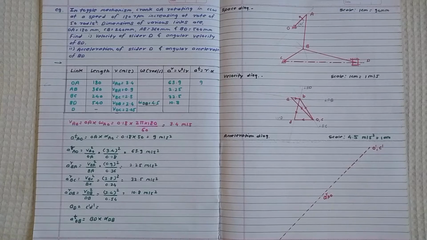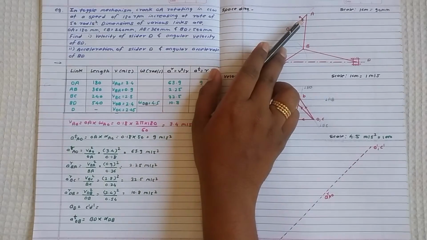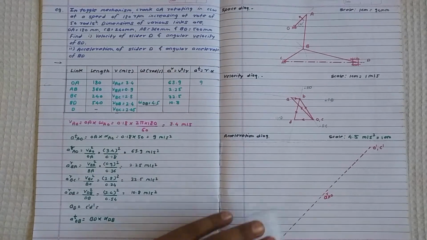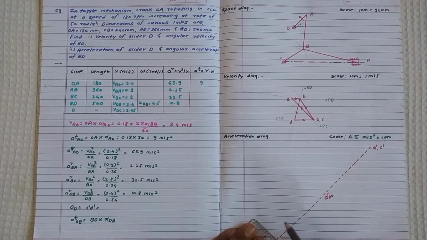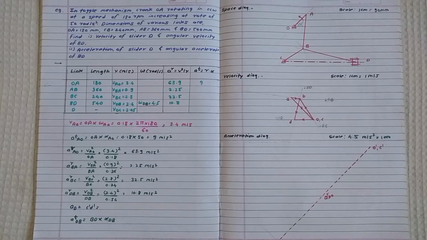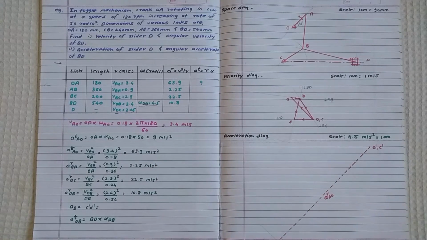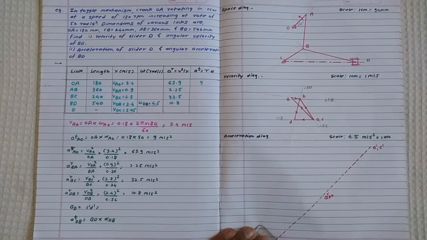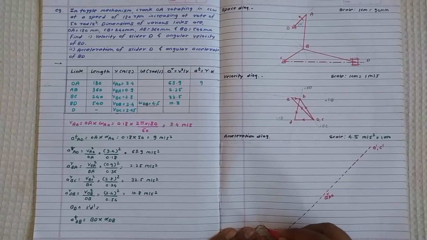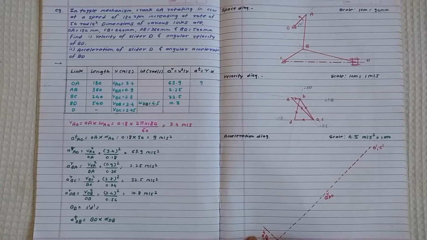Now the tangential component will be perpendicular to this in the direction of rotation. As OA is rotating in anti-clockwise direction, means in the upward direction, above this point there will be a tangential component. So let us draw one faint line in the upward direction. On this its magnitude is 9 meter per second square, so according to scale it will be 2 centimeter. So mark 2 centimeter and join with a dotted line. So this is the tangential component of acceleration of A with respect to O.